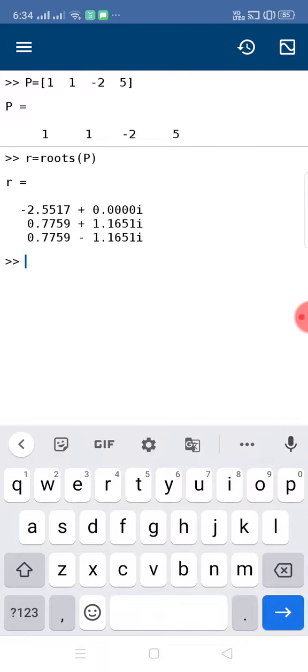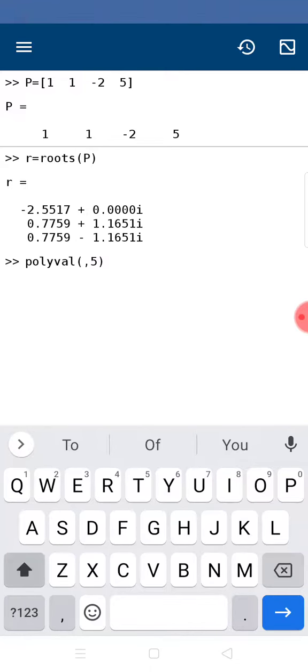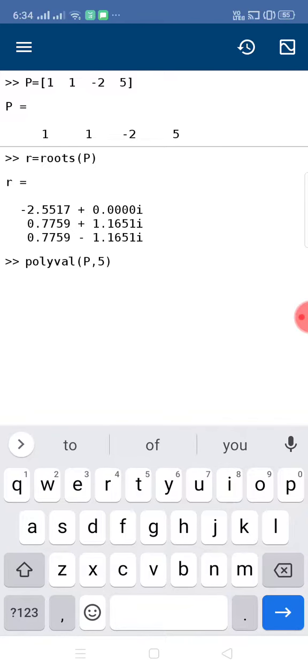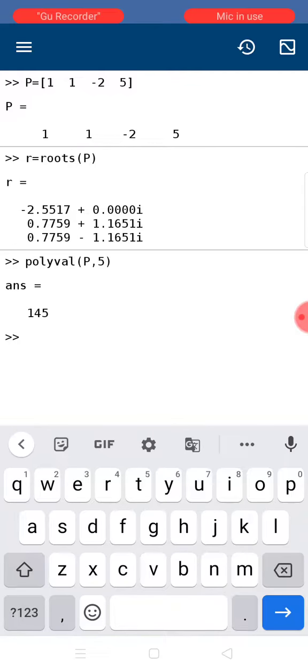So I am executing here. Poly value, here capital P we have taken. So I am writing here capital P. Poly value will calculate the polynomial value at x equal to 5. Now you can see here the value of x is equal to 5 and it calculates the value of this polynomial.